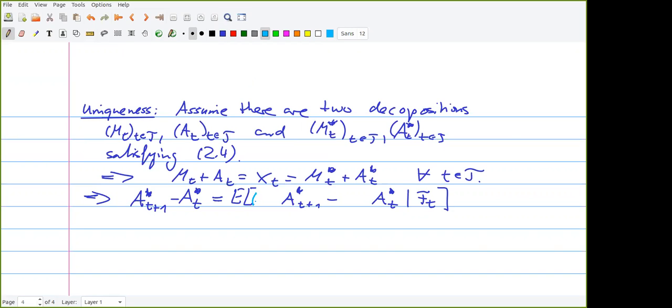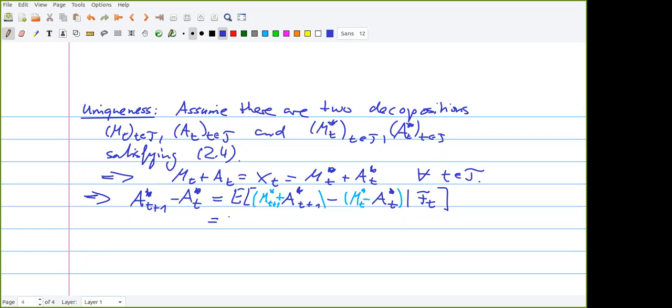But now I can add the martingale here, the martingale M star at time T plus 1. So it has to be a plus, and then I have to subtract it. Since I have the conditional expectation around, M star T plus 1, if I take the conditional expectation with respect to Ft, is equal to M star at time T. So I've added a 0.